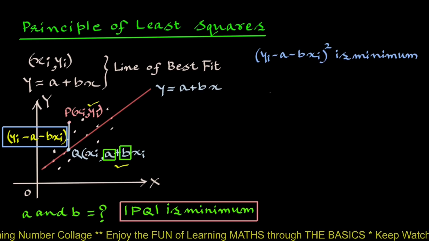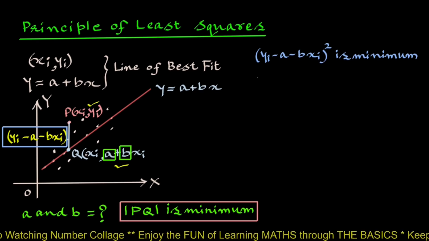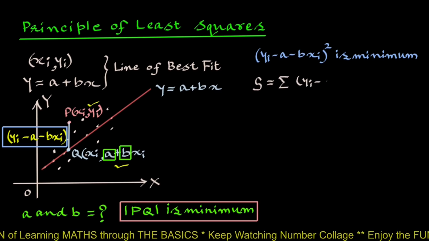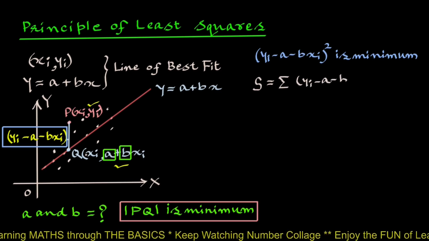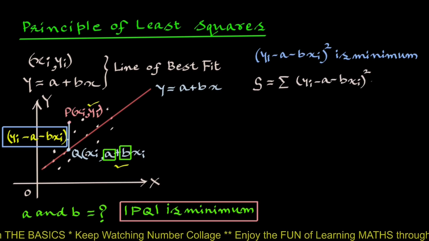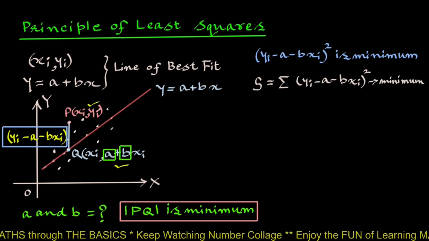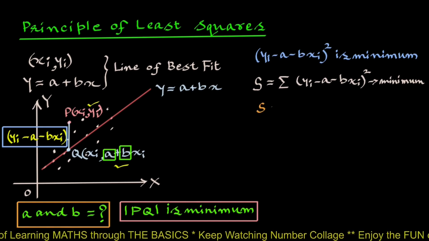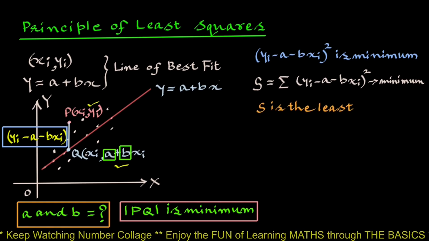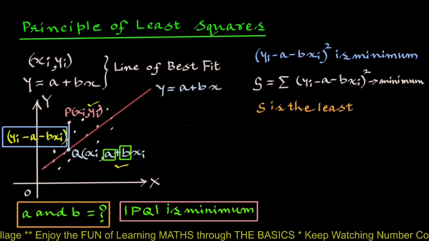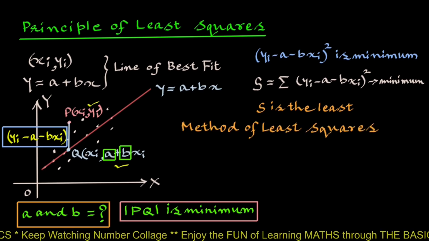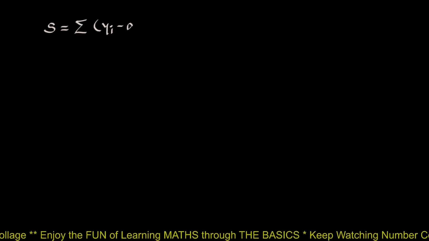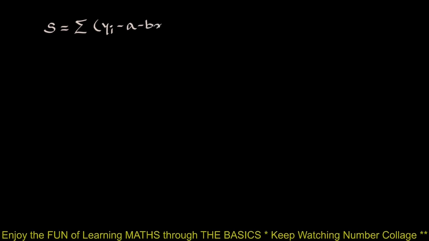This is true for all the points. Hence we can write summation (yi minus a minus bxi) whole square is minimum. We find the values of a and b on the basis that the summation S is the least. Hence this method is known as the method of least squares. We have S equals summation (yi minus a minus bxi) whole square.